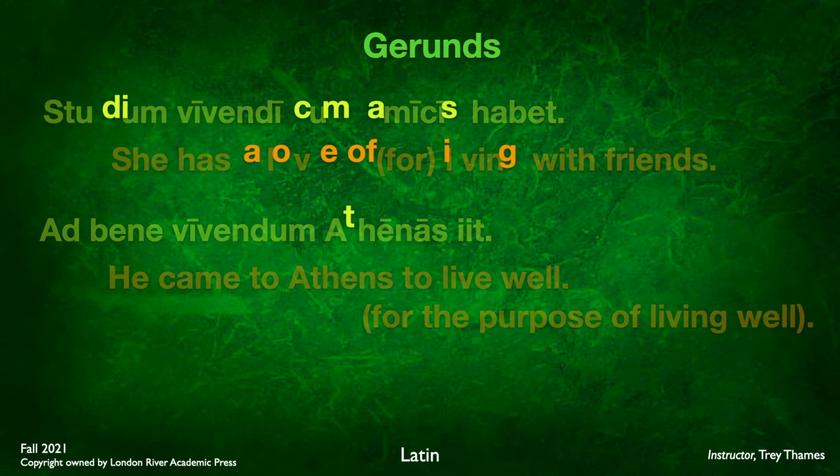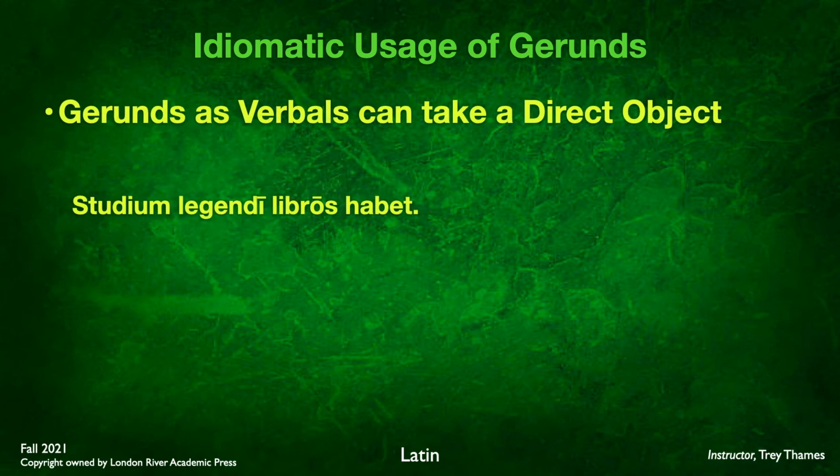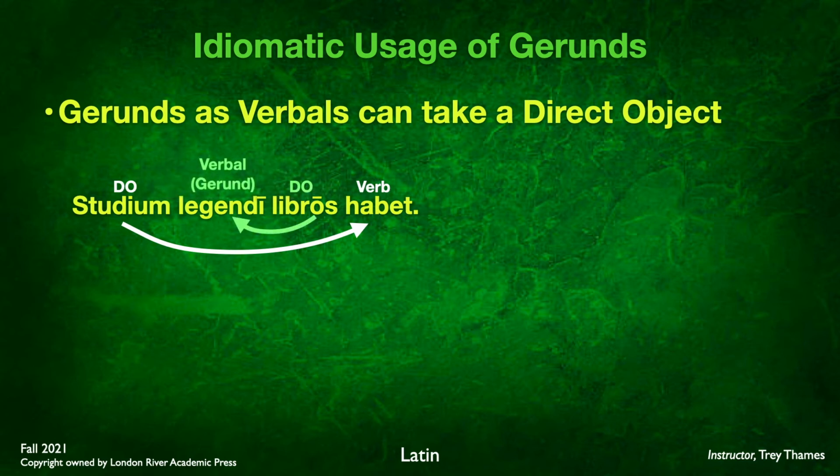Now, here's an interesting idiomatic usage of gerunds that is a little complicated, but stay with me here. Gerunds, as verbals, can take a direct object. We saw that a minute ago here with studium legendi libros habet. Here we have your main verb, and studium is the direct object. She has, or he has, a zeal. That's our direct object, accusative singular, studium. And then we have legendi, which is our verbal, and it has its own direct object. Libros is the direct object of legendi. So we translate that as she has a zeal of reading books.